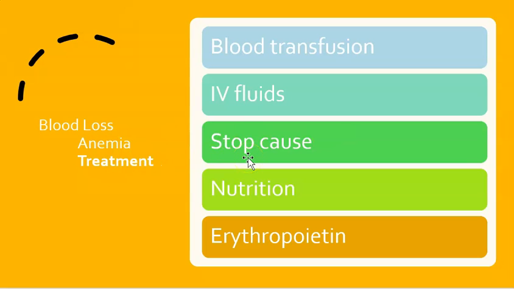So blood loss anemia, we're going to do blood transfusion, of course, IV fluids, stop the cause, whether if it's a GI bleed, so they're going to do an endoscopic procedure. Nutritional support, so we want to include things in their diet that are going to help their body make more red blood cells. So we want to increase iron and vitamins and red meats if they're not a vegan, that kind of thing. And then erythropoietin, which is going to be stimulating the bone marrow to make more red blood cells.